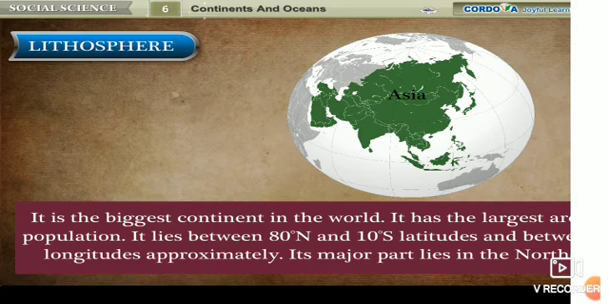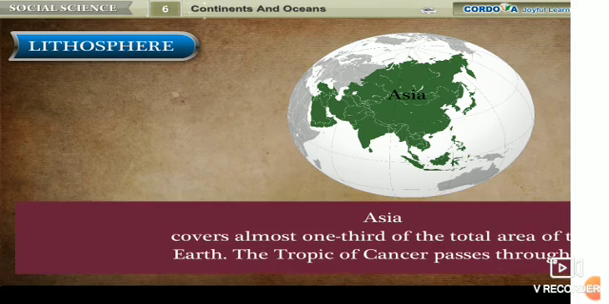It lies between 80° north and 10° south latitudes and between 26° east and 170° west longitudes approximately. Its major part lies in the northern hemisphere. Asia covers almost 1/3 of the total area of the Earth. The Tropic of Cancer passes through it.